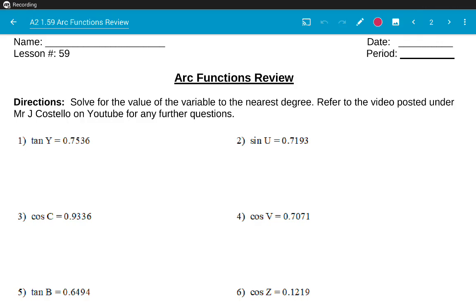Here's a video on lesson 59, which is a handout to help you review the arc functions. The arc functions are the inverse of the original three, sine, cosine, and tangent, and we do all the arc functions from the calculator. So you will need a graphing calculator, TI-83, 84, or equivalent, in order to do these. Now, I'm going to use the first two examples just to remind you about how these work.